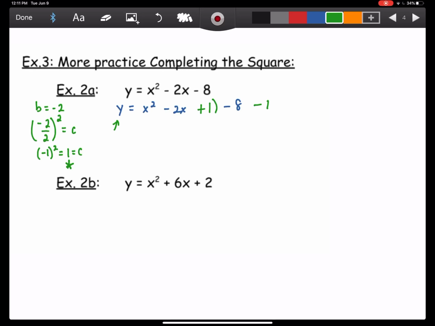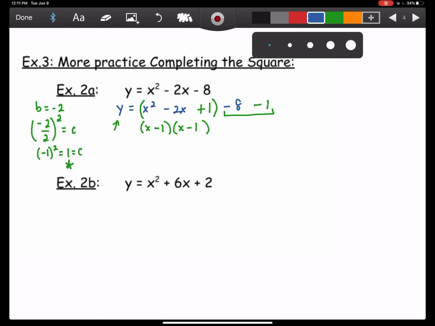So now my leading trinomial can be factored. Earlier in the first video, I said it's not factoring, but I misspoke. We are factoring it down into x minus 1 times x minus 1. That is factoring. And then we're going to simplify this -8. I'm going to keep it blue. -8 minus 1, which is -9.